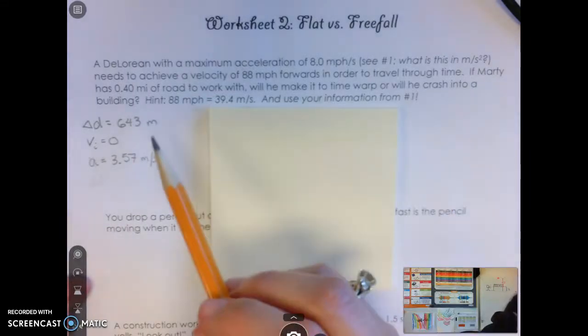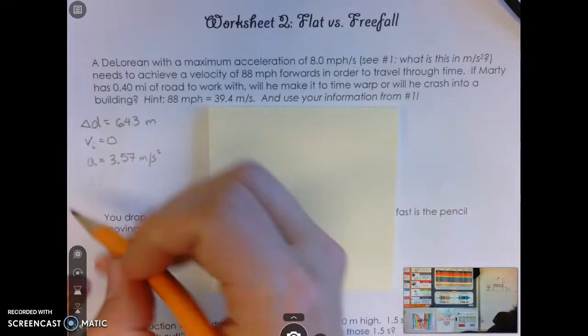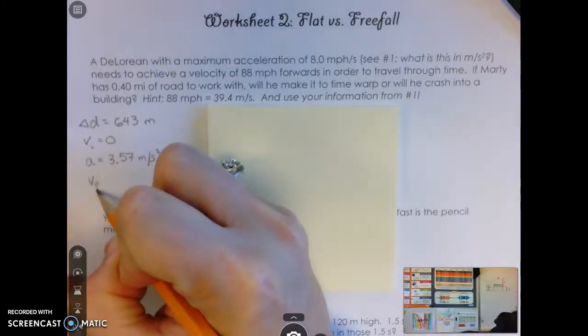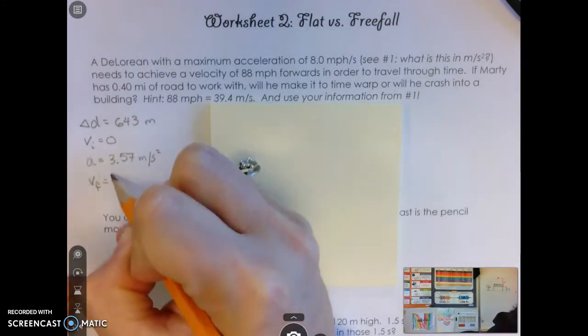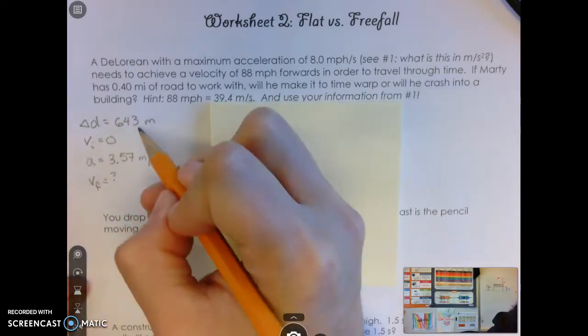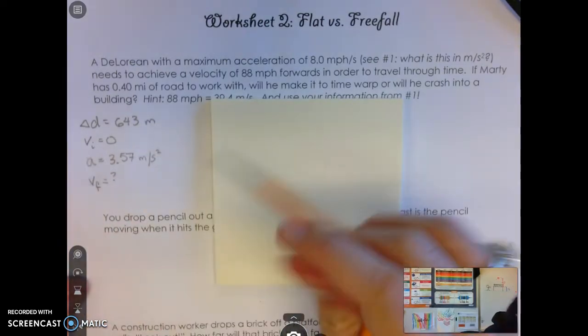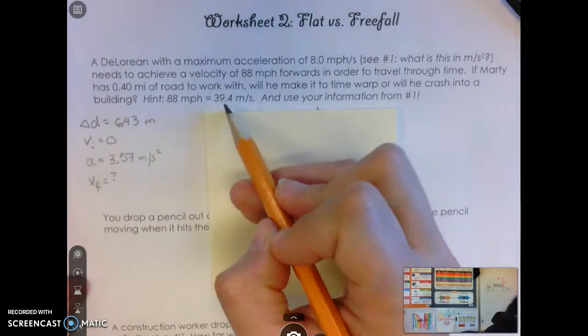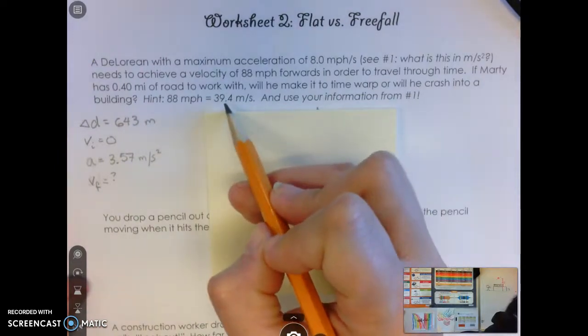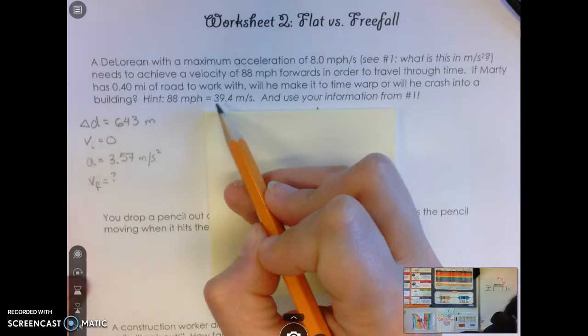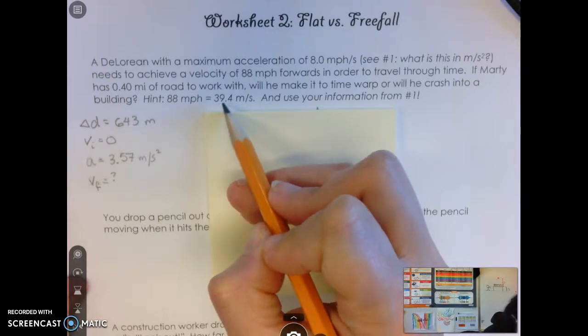One way of answering this problem is to see what the final velocity Marty would have is after his 643 meters of road. Has he made it to 39.4 meters per second, in which case he's gone into time warp and he's fine? Or is he still poking around at 30 meters per second, in which case he's not fine?